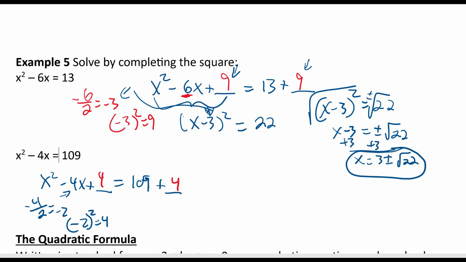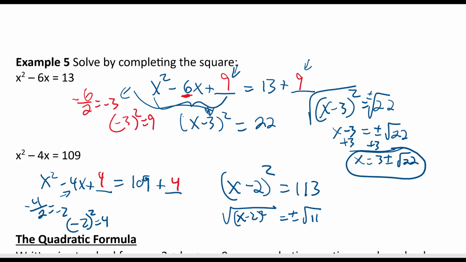On the left, I've created a perfect square trinomial, that's x minus 2 squared. On the right, I have 113. So if I take the square root of x minus 2 squared, that'll equal plus or minus the square root of 113. So x minus 2 equals plus or minus the square root of 113. And we add 2 to both sides. So x is 2 plus or minus the square root of 113.